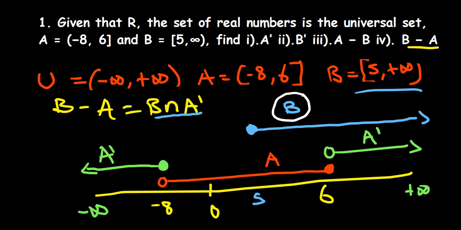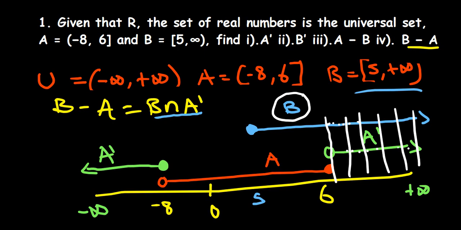Okay, so we see that this blue line and this green line are overlapping starting at this point here and then going all the way to what? Positive infinity. So that will be our intersection for this set B and the A complement. Here, where we have another A complement, we do not have any set B, so there is no intersection on this side.